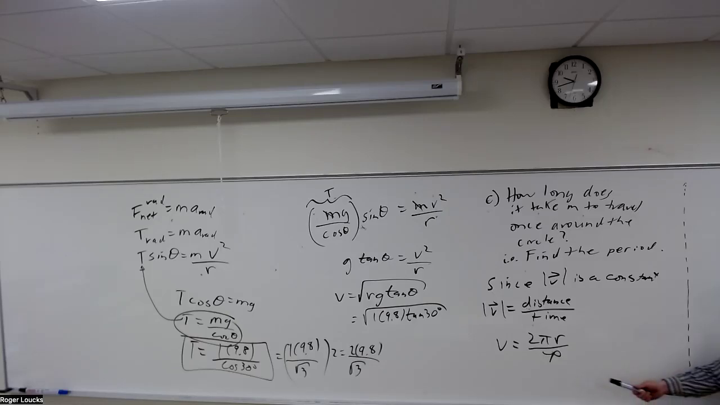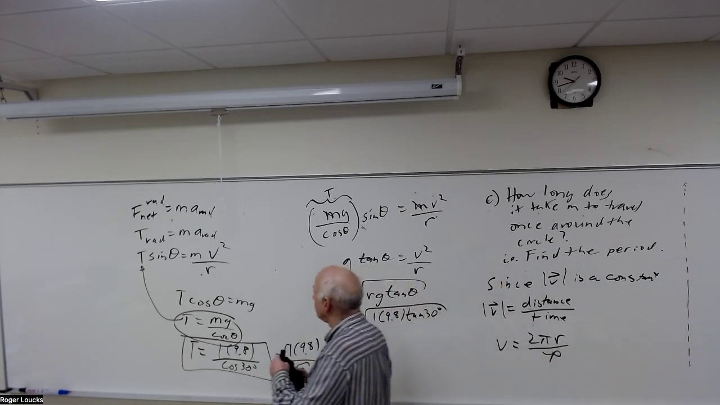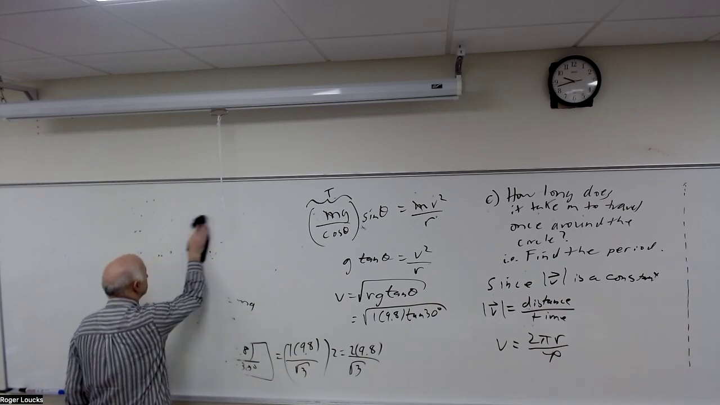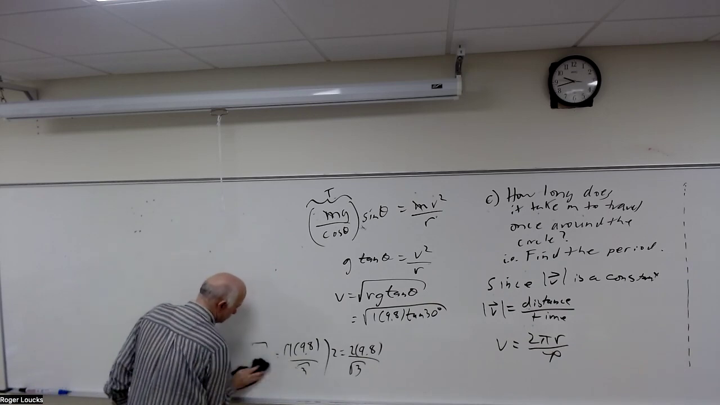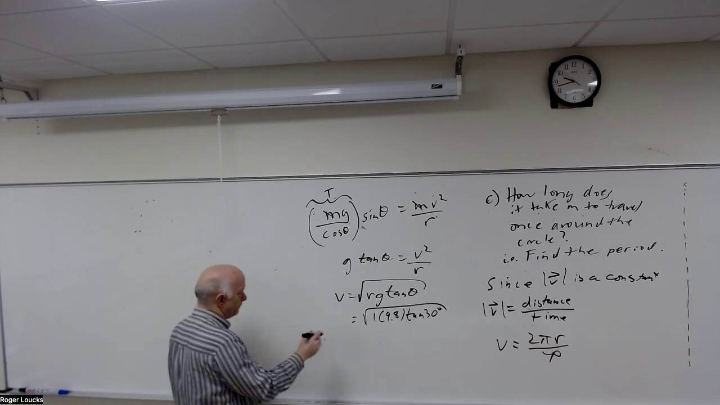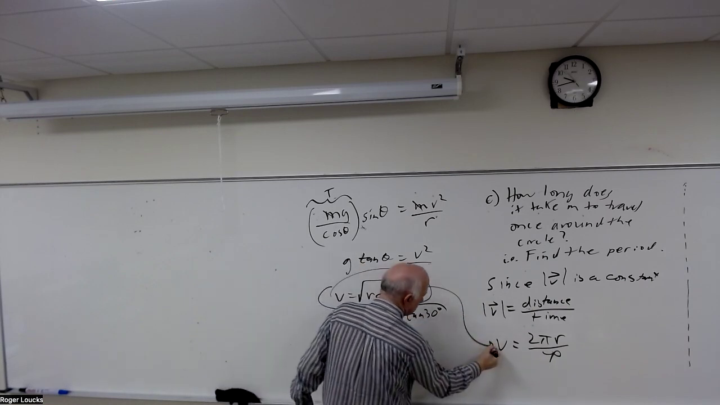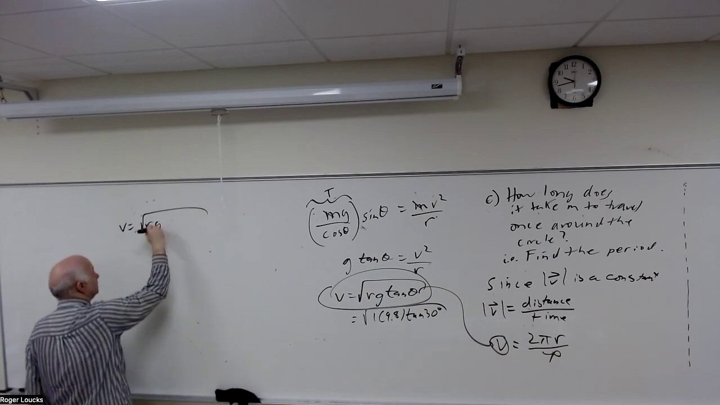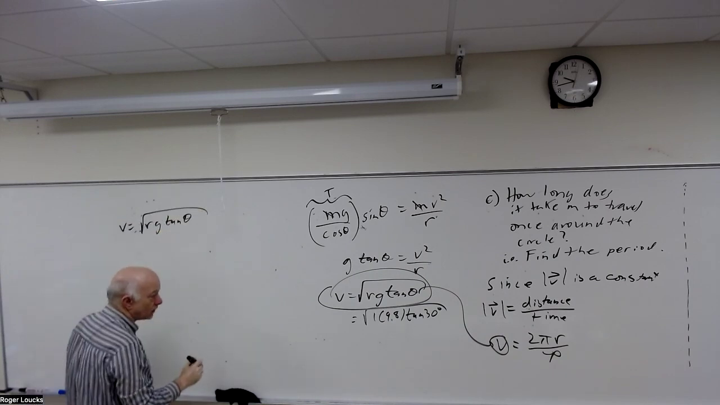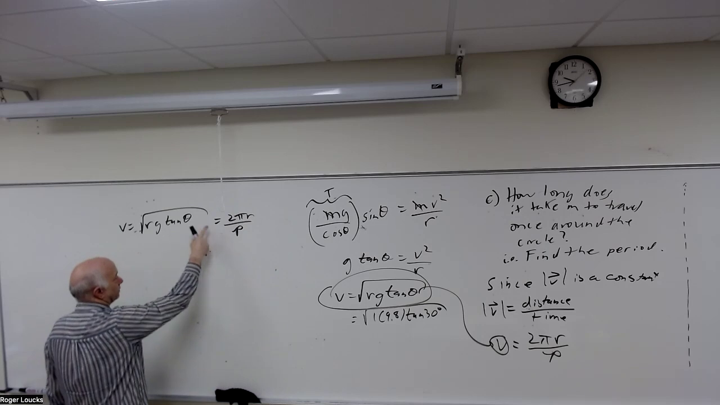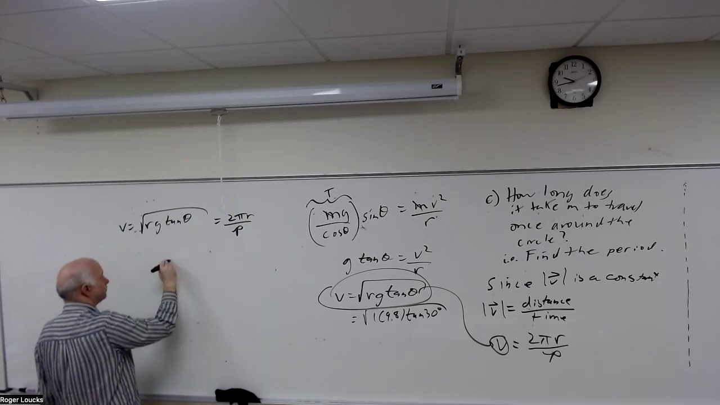Okay. So we have our friend v, we have our friend P. I can now solve for T. If I put that in here, my friend v is the square root of r g tangent of theta. And that's going to equal my friend 2 pi r over the period. Take the T over here, my square root stuff over here.